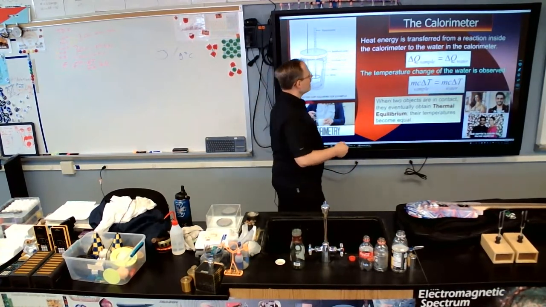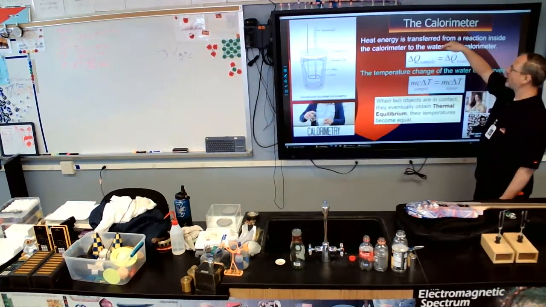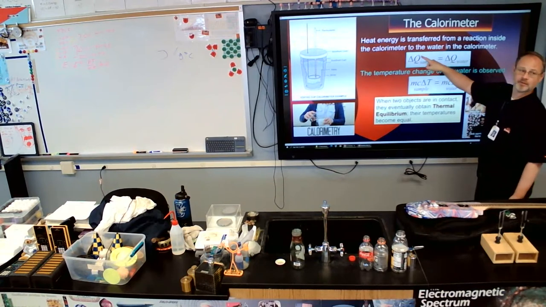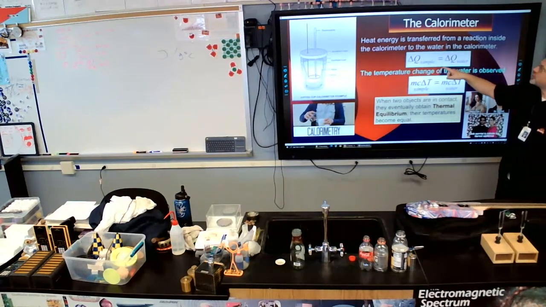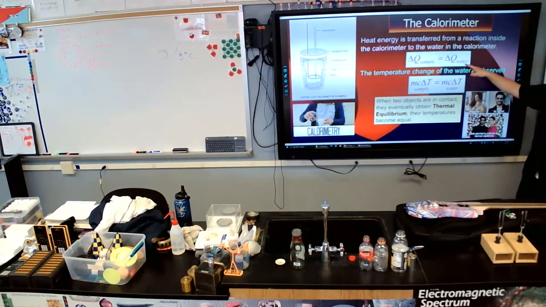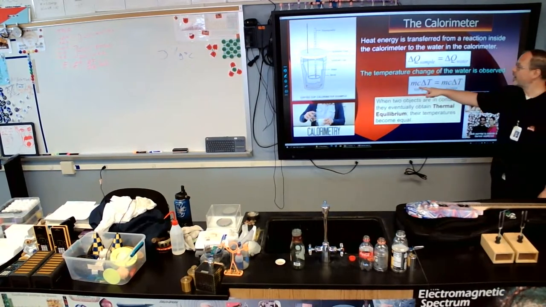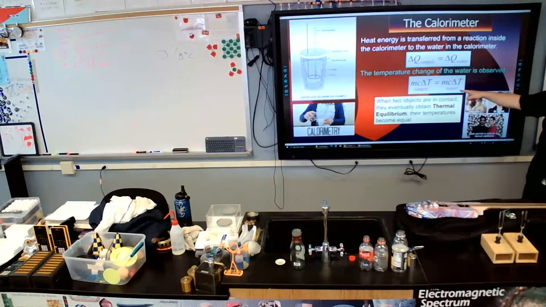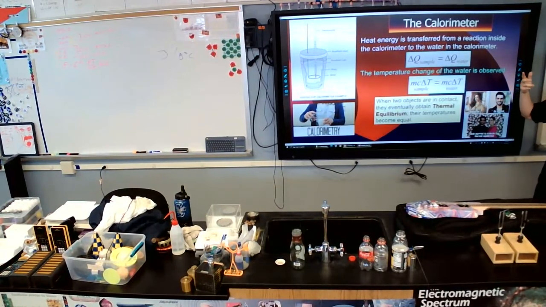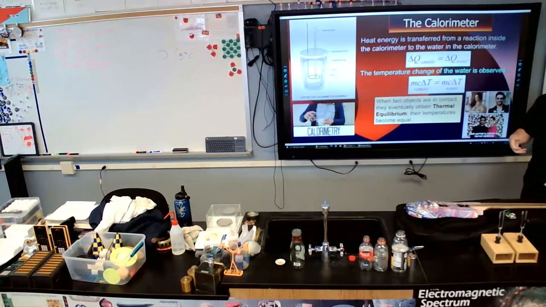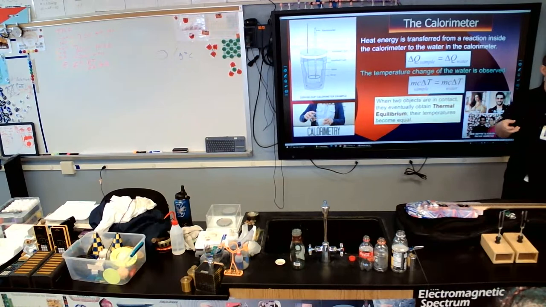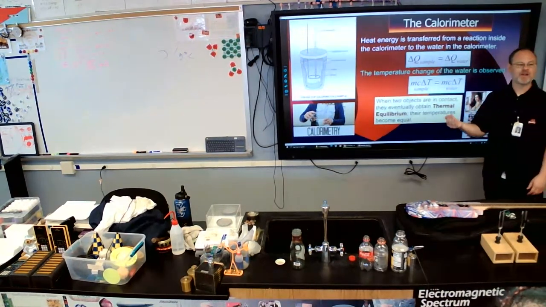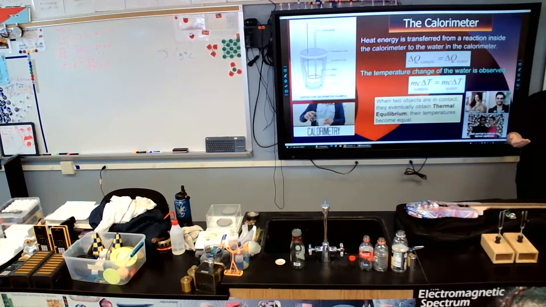So the sample, the hot metal, got colder and lost heat. But that heat went into the water, and the water warmed up. So the change in heat of the metal equals the change in heat of the water. The MC delta T of the sample equals the MC delta T of the water. Make sense? It's really hard to figure out how much heat comes out of something unless you transfer it to something you can measure. So we do a process, transfer the heat to the water, measure the temperature change in the water, and work backwards. That is called calorimetry, and it's what we're going to be doing all next week.